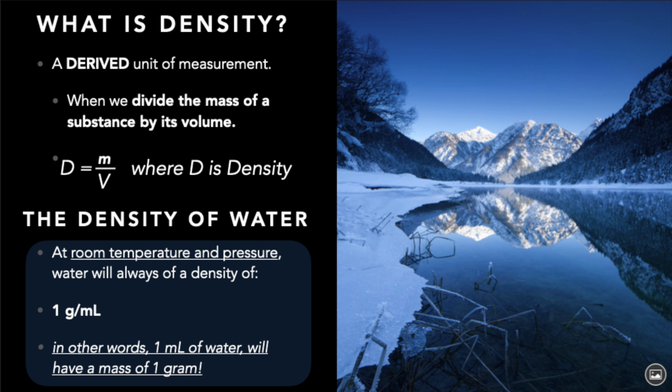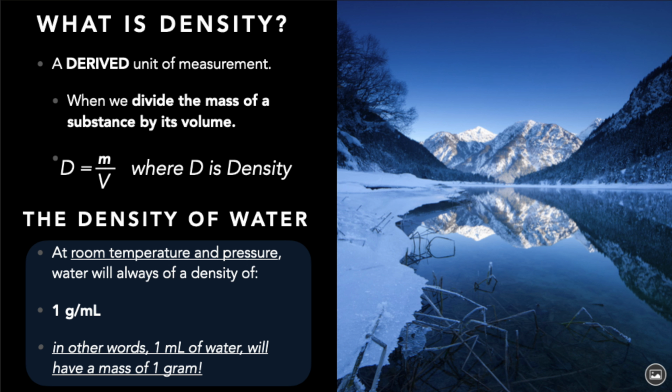But when we combine base units of measurement mathematically, like with division, we get what's called a derived unit. So when we divide mass by volume, we get a new unit of measurement we call density. And that is a derived unit of measurement. So density we could consider a unit of measurement all on its own, but we need to understand that the way we get density is by dividing mass by volume. And that's what density is.